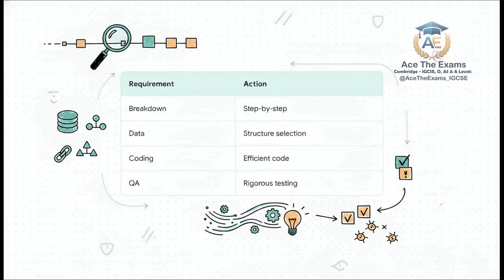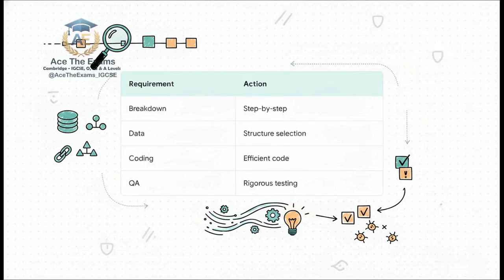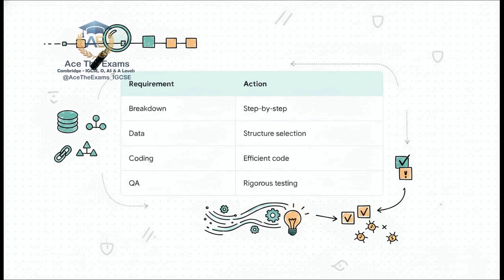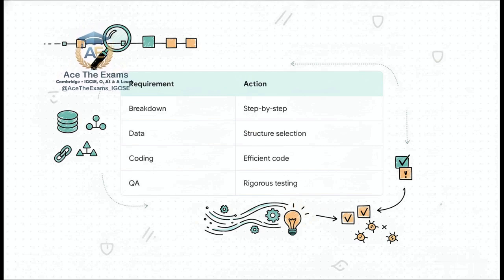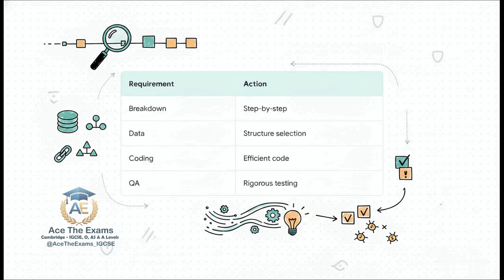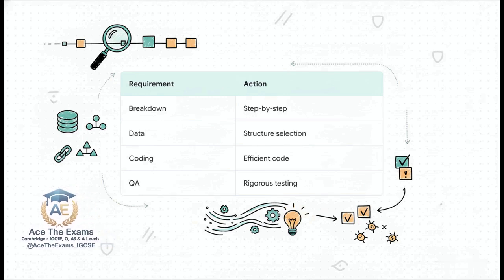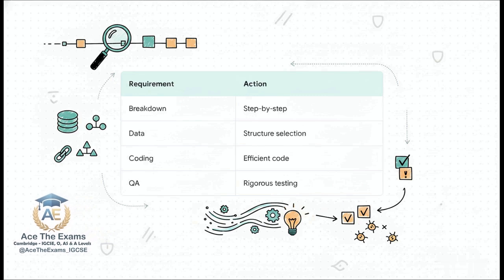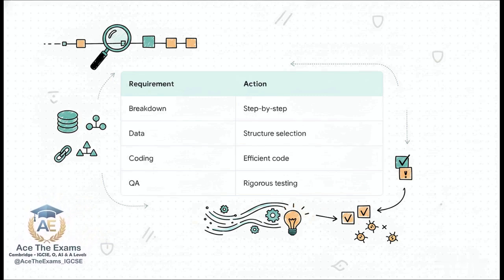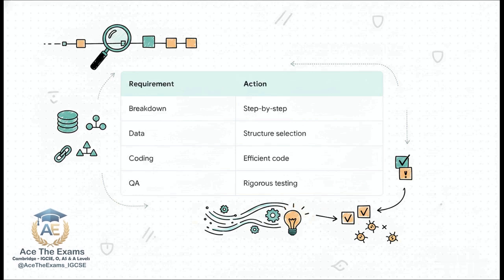If I gave you 60 seconds to rewrite a flawed answer, this is the blueprint you'd use. For problem breakdown, you need step-by-step decomposition, like extracting a domain name from a massive complex URL string. For data handling, you must select the appropriate structures. Then comes efficient coding, followed by rigorous quality assurance testing. Every single action here represents a bucket of method marks waiting to be claimed. Even if your final code has a syntax error, showing this step-by-step action plan secures the majority of the points.